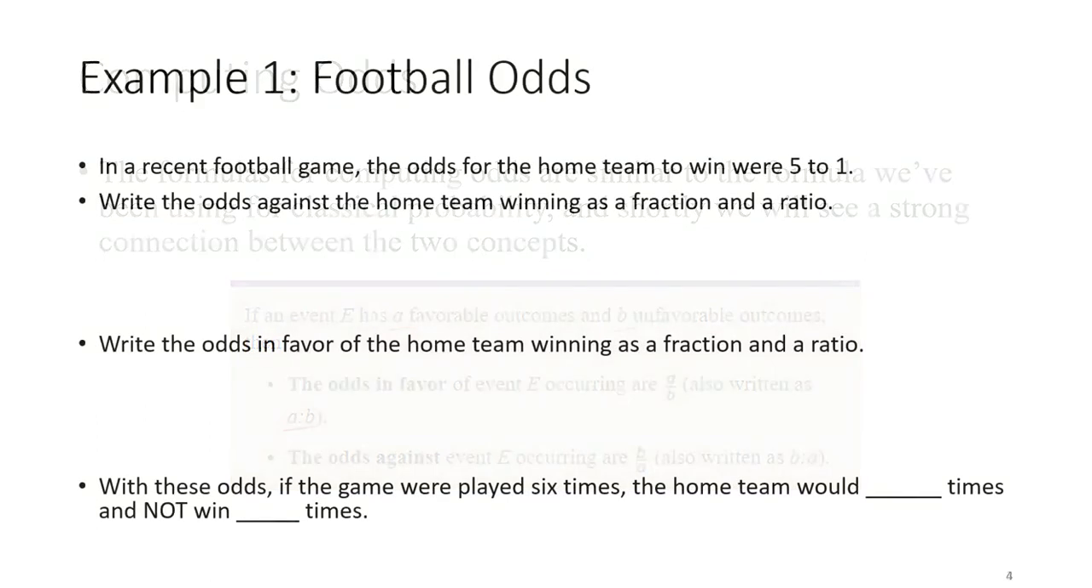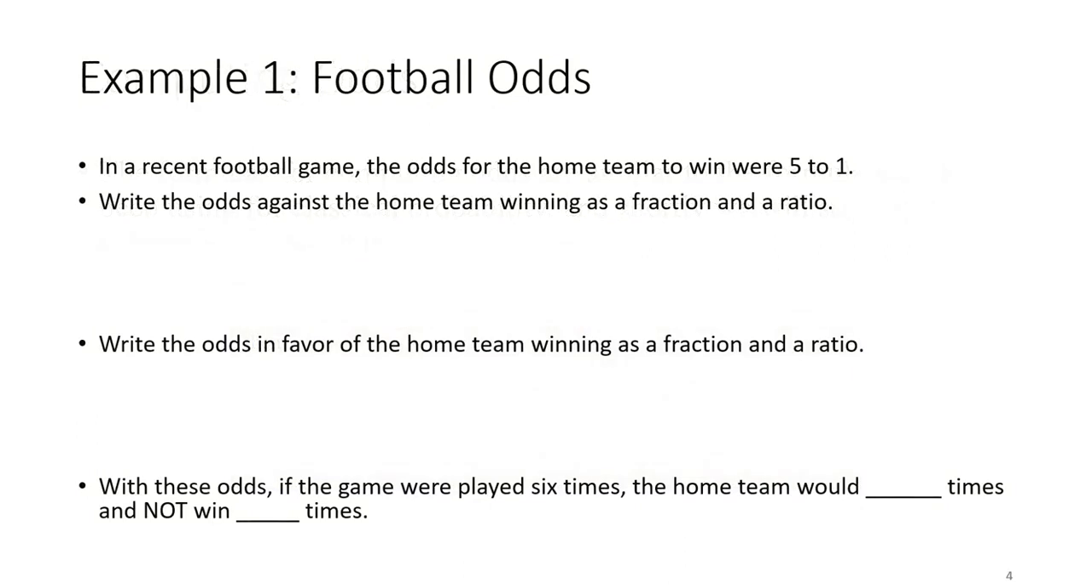So let's take a look at this in terms of a football game. In a recent football game, the odds for the home team to win were 5-1. If we wanted to write the odds against the home team winning as a fraction and a ratio, well, if the odds to win are 5-1, then the odds against are going to be 1-5, or as a ratio, 1 to 5.